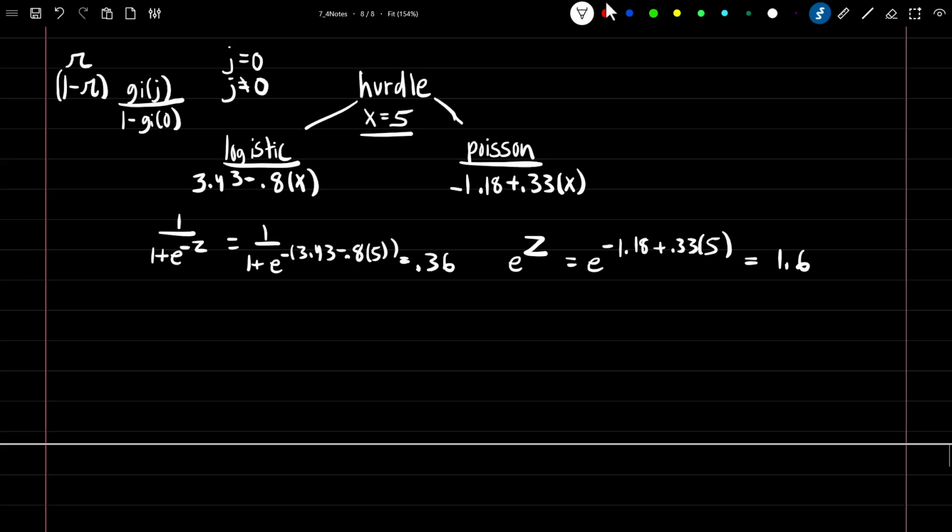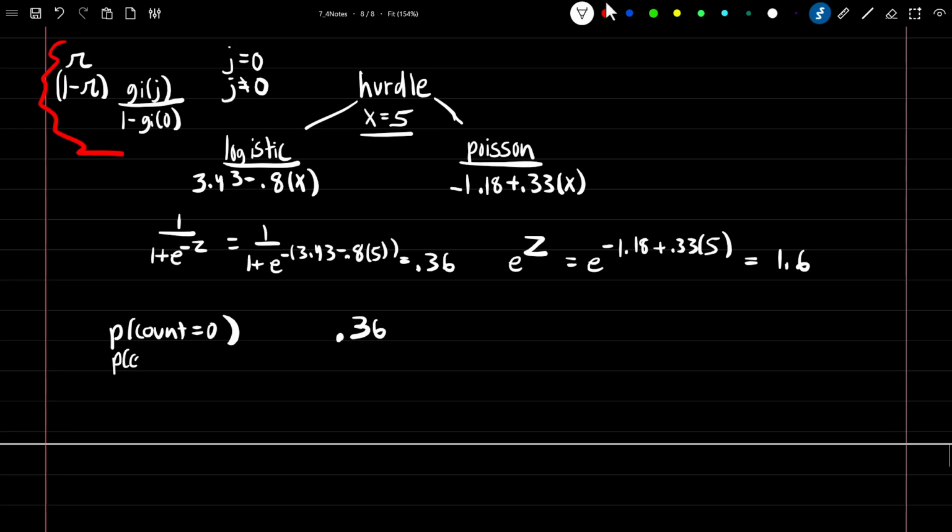So if we want to find the probability that our count is going to be equal to 0, using these formulas, we just have to plug in our value of pi. So the probability that count is equal to 0, or they didn't enter the pool yet, is just 0.36.